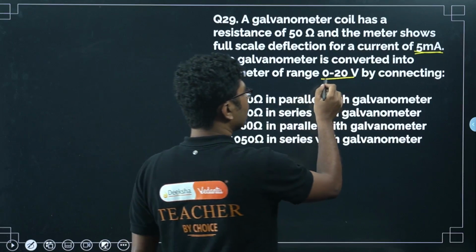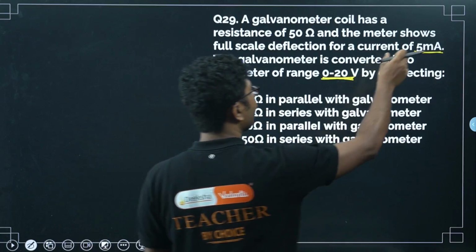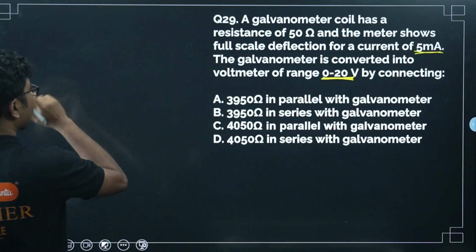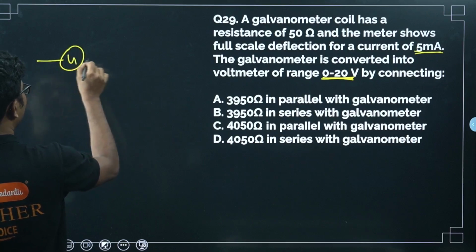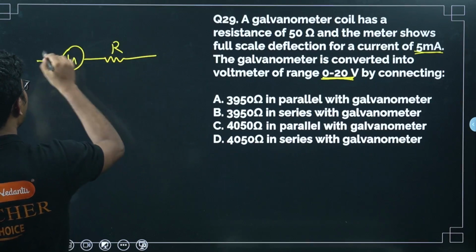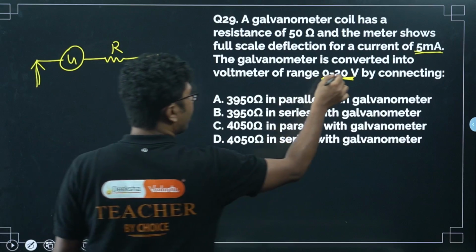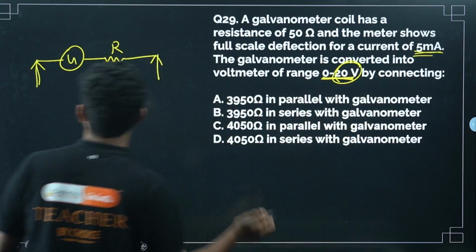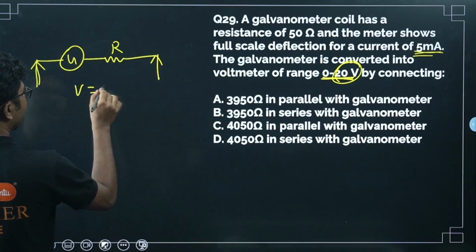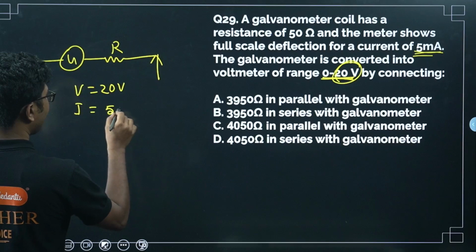Now, 0 to 20 volt means when the maximum voltage is there, then the current should be 5 milliampere, right? Whatever resistance that we are adding, when the voltage across this is maximum, 20 volt, then the current should also be maximum. That is how this works, right? So voltage is 20 volt, current is 5 milliampere.